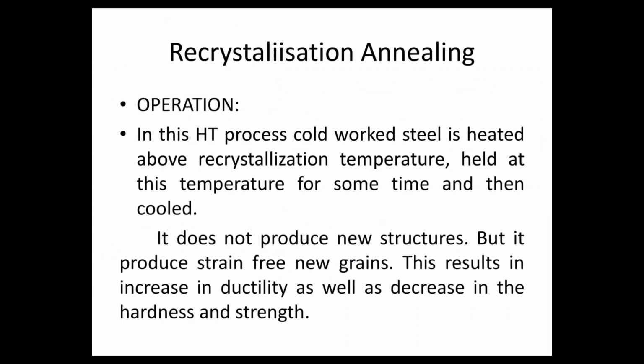The next one is recrystallization annealing. In this process, the metal is heated above its recrystallization temperature. During that time, new stress-free grains are formed. In this process, ductility is improved, and hardness and strength are slightly reduced, so machining of the metal is improved. Heating the metal above the recrystallization temperature is the important part of this process, and then the metal is cooled slowly.